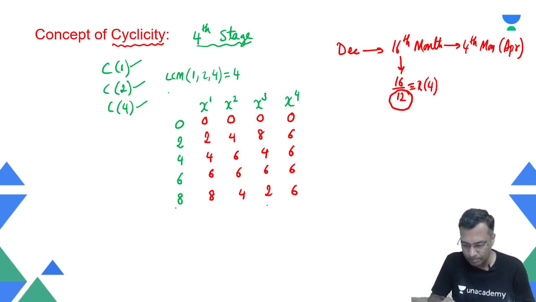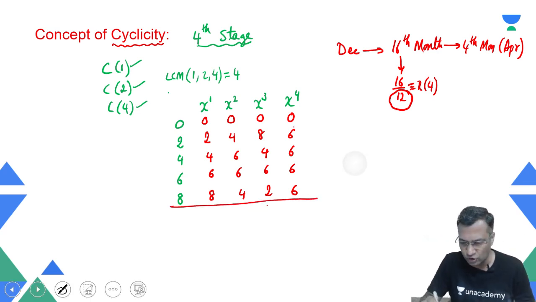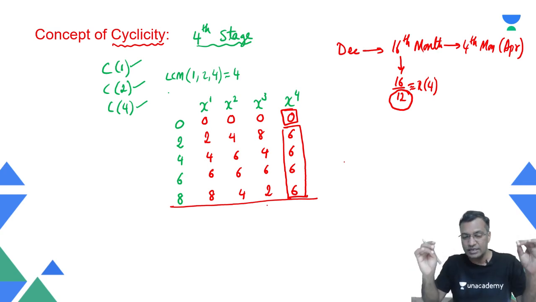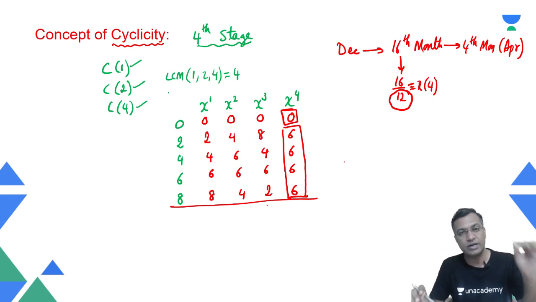Now this completes my even number cycle. What is it that you are observing? The domination of 6. Look at the amount of domination of 6. The exception is only this particular 0. If you leave that 0, the unit digit of the fourth power of an even number is always 6.